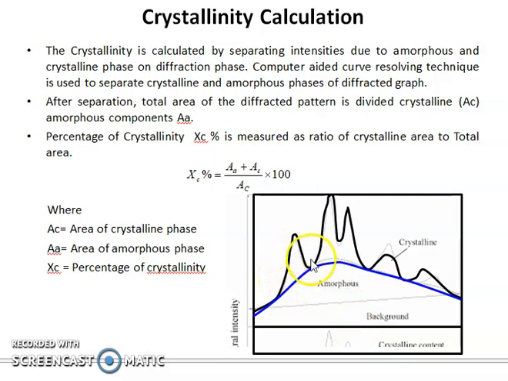This is for semi-crystalline, and the blue one is for 100% amorphous. As you subtract the amorphous from the semi-crystalline part, the part above represents the crystalline region. In this way we can calculate the crystallinity percent: the crystalline region divided by the amorphous region plus the crystalline region, multiplied by 100.